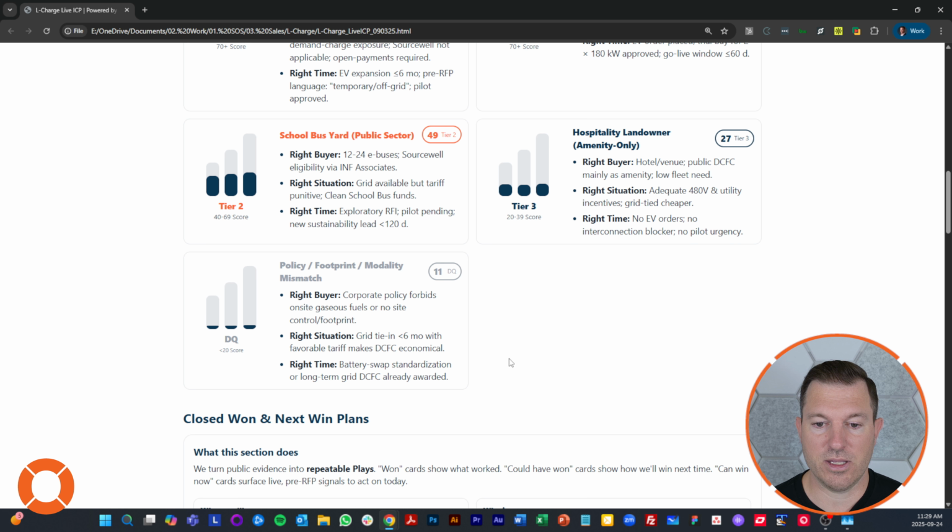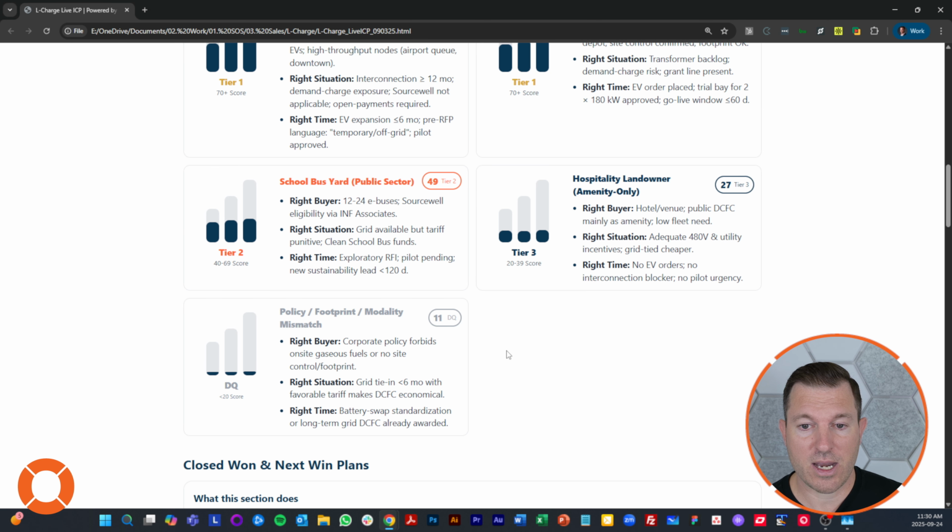In this case, corporate policy might forbid any type of fuel or charging on the property. That's just a no. They could be the perfect location, have a ton of electric vehicles available, but this organization, this agency, doesn't have the ability within their rules to even work with you. So therefore, you've got to put them on the DQ list and walk away.